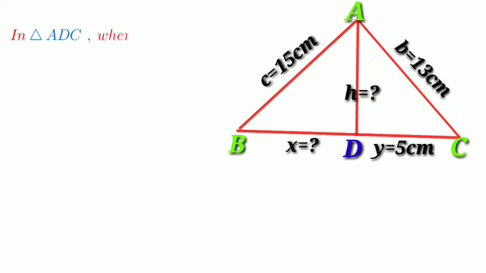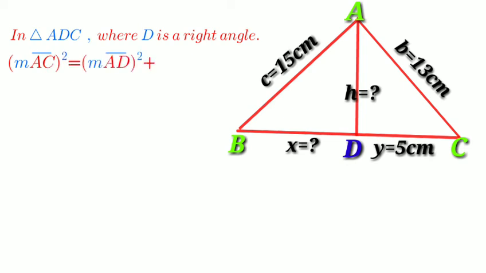Firstly, here we use the triangle ADC, where angle C is right angle. By using the Pythagoras theorem, side AC square is equal to side AD square plus side DC square. It can also be written as B square is equal to H square plus Y square.